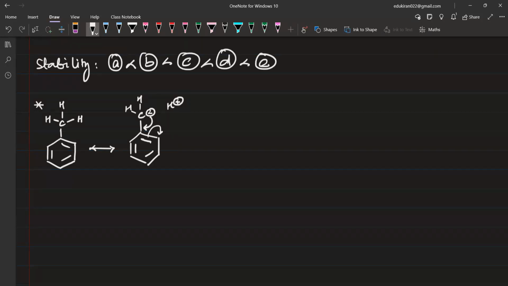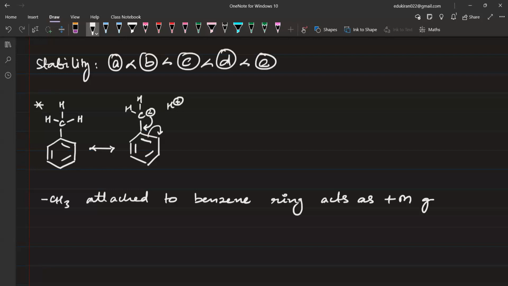Therefore, we can say that CH3 attached to the benzene ring acts as a plus M group via hyperconjugation.